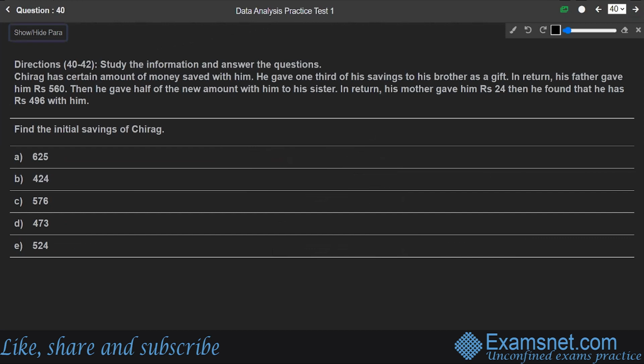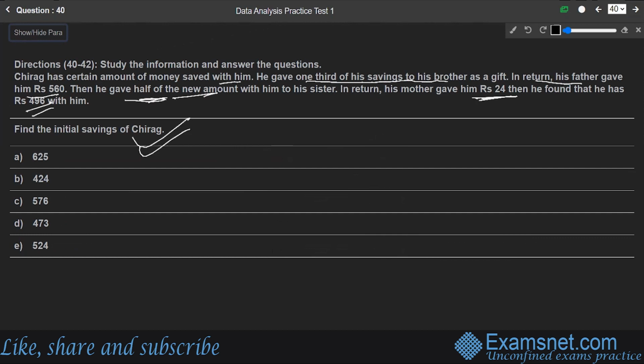Now, you're saying Chirag has a certain amount of money saved with him. He gave 1/3 of his savings to his brother as a gift. In return, his father gave him rupees 560. Then he gave half of the new amount with him to his sister. In return, his mother gave him rupees 24. Then he found out that he has 496 rupees with him. Find the initial saving of Chirag.